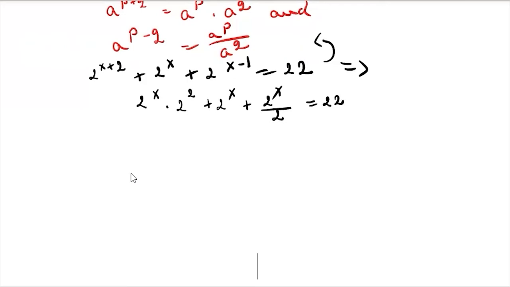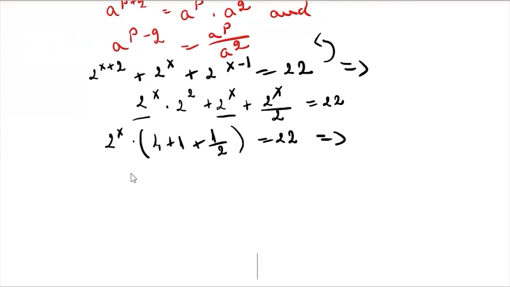And here I will use the common factor 2 to the power of x, multiplied with round parentheses 4 plus 1 plus 1 over 2, equals 22. It results that 2 to the power of x, here I'm going to amplify with 2, multiplied with 8 plus 2 plus 1 equals 11 over 2, equals 22.